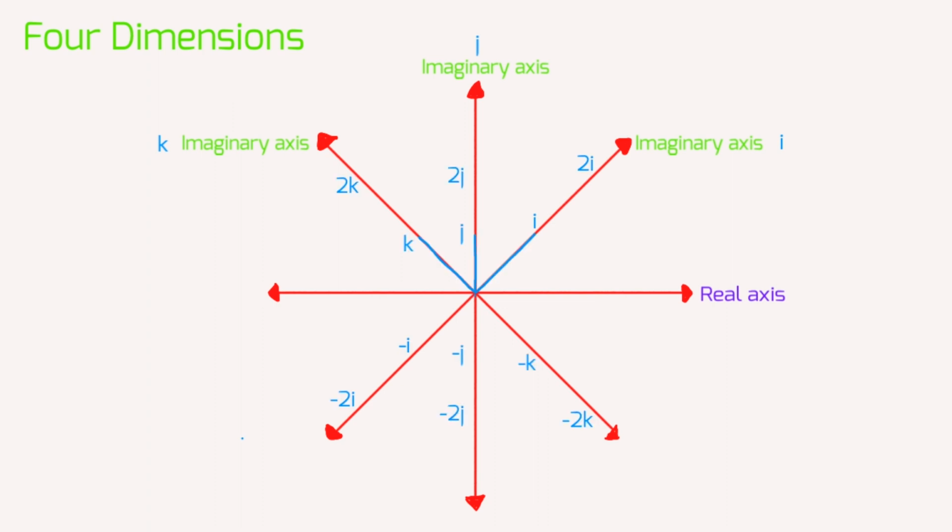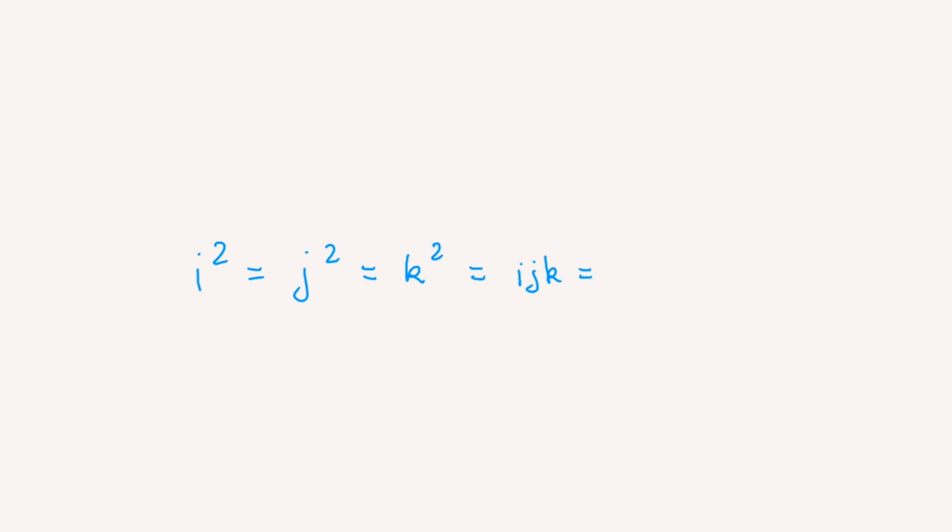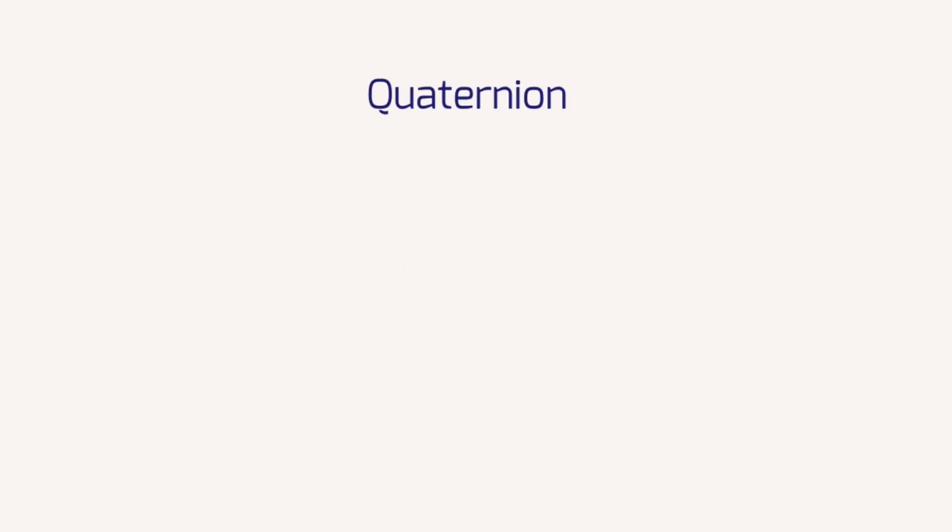i, j and k are known as the basic quaternions and are defined to be the square roots of -1. Hence, a quaternion is a number in the form a + bi + cj + dk, where a, b, c and d are real numbers and dictate how much of each element makes up a quaternion.